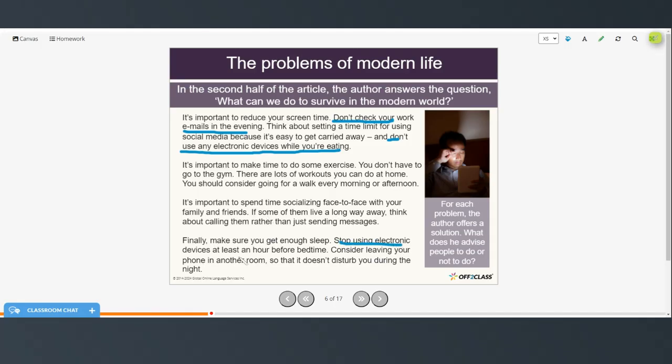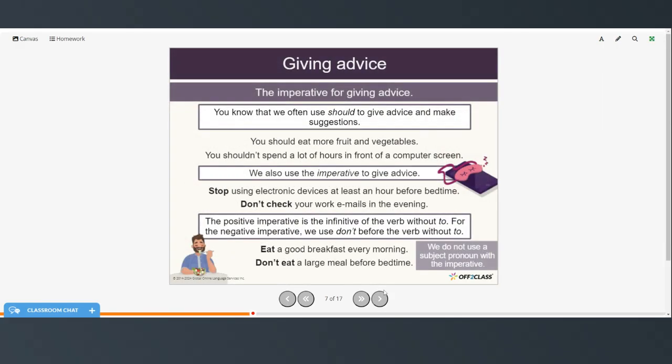Stop using electronic devices at least an hour before bedtime. All right, giving advice. We use the imperative for giving advice. You know that we often use should to give advice and make suggestions. You should eat more fruit and vegetables. You shouldn't spend a lot of hours in front of a computer screen.